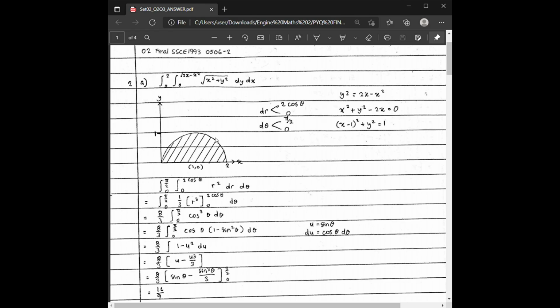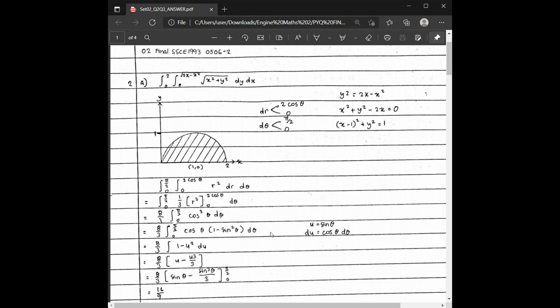After we evaluate the region, we get r from 0 to 2 cos theta, and theta from 0 to pi over 2. After that we can substitute, then we get our polar coordinate equation. After we get our polar coordinate equation, we need to solve the dr first. After we solve the dr, we get this equation.